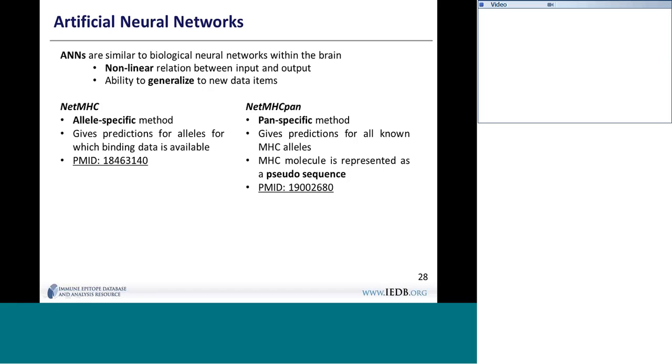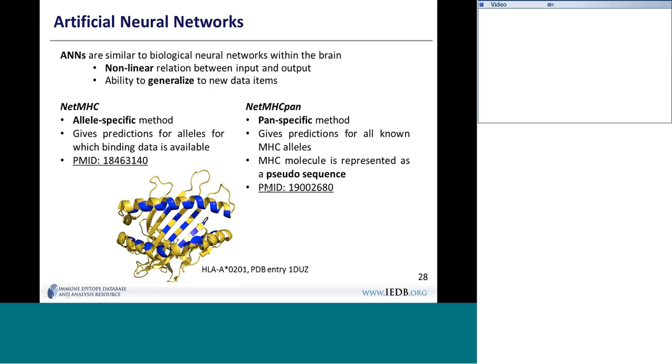NetMHCpan is a pan-specific method which can give predictions for all possible MHC molecules, and that's because it includes information about the MHC sequence. That's done in the format of a so-called pseudo-sequence, which is composed of the residues at positions that are important for peptide binding.